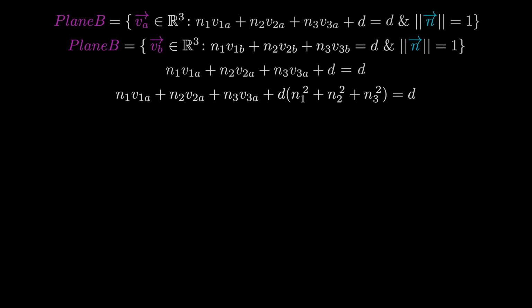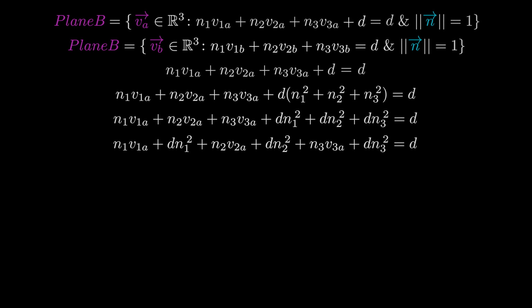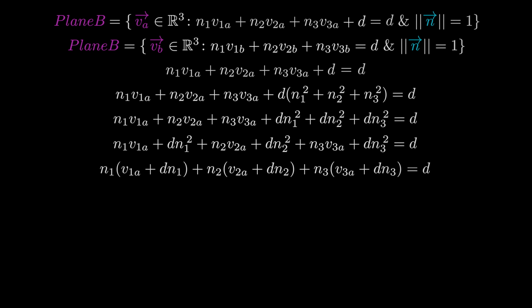We can first multiply d on the left-hand side by the magnitude of n. This is the same as multiplying d by 1 because we have a unit normal, so we're allowed to do so. From here, we can distribute out the d's, we can then rearrange some terms. Finally, we can factor out the n1, n2, and n3. Aha! Here, when we increase the right-hand side by d, if the equation were to be balanced, v1a would have to increase by dn1, v2a by dn2, and v3a by dn3.